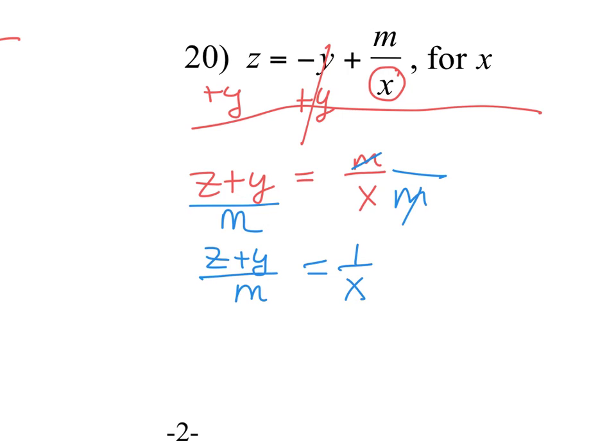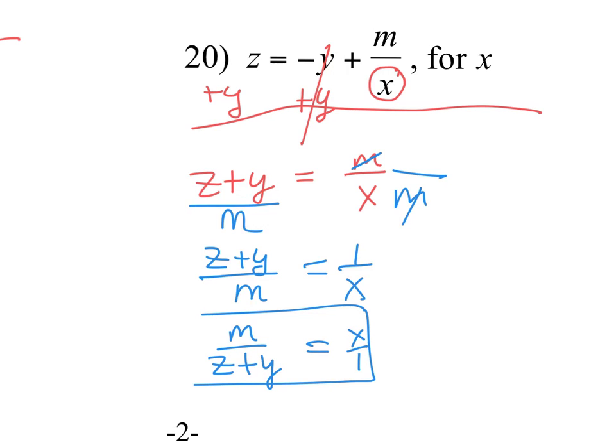That allows me to use the reciprocal rule where I can flip both fractions. So now I'll have x over 1, or simply x, is equal to m over z plus y. And that's my answer. x is equal to m divided by z plus y.